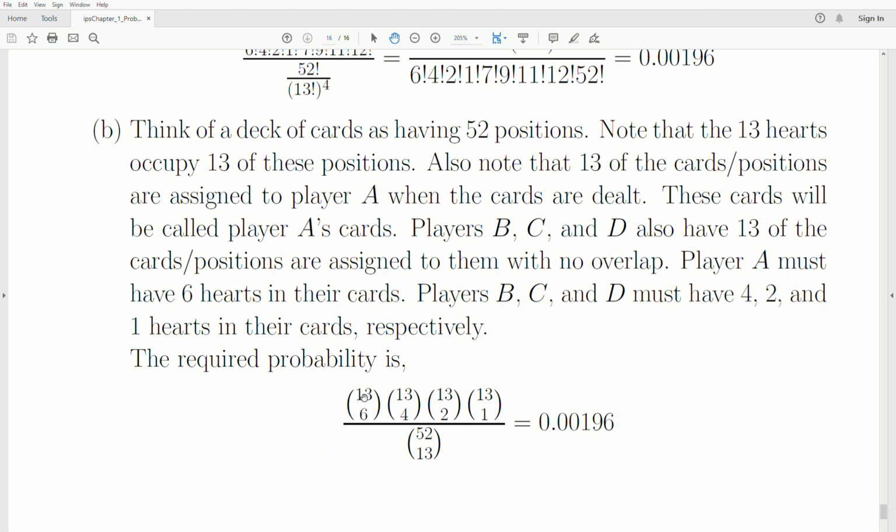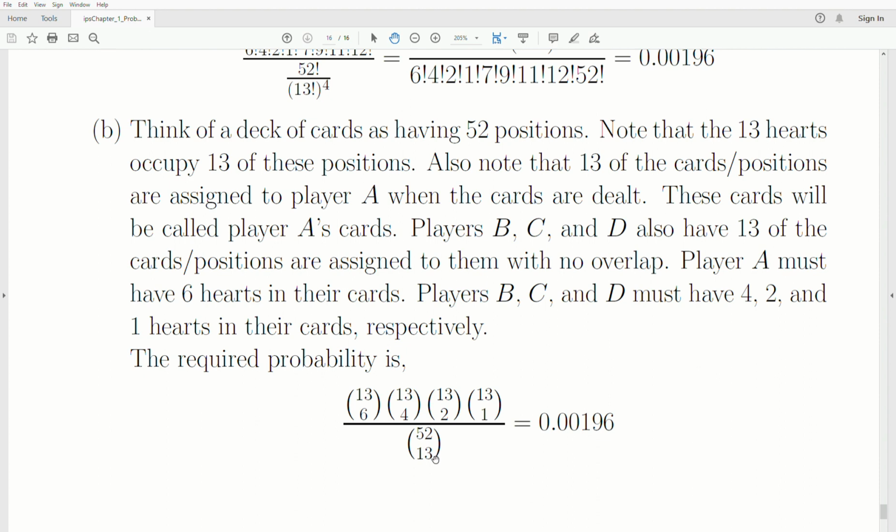So for player A, they have 13 cards, and we need to choose 6 of those positions to be hearts. So it's 13 choose 6. That's the number of ways we can mix up player A's cards so they have 6 hearts. Player B, we have to put 4 hearts in their 13 cards, but we have to do it randomly. How many ways can we do it? That's 13 choose 4. Player C, 13 choose 2. Player D is 13 choose 1.